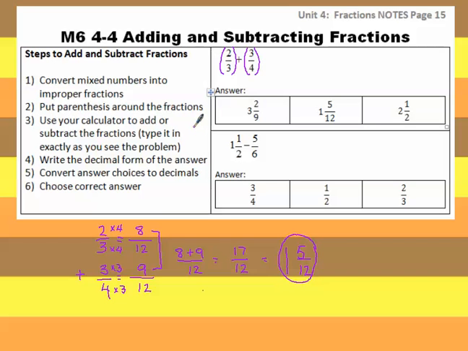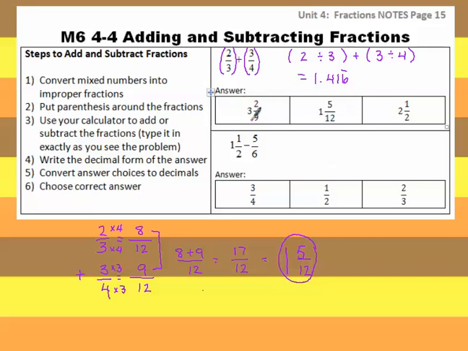Then we're going to use our calculator to add or subtract the fractions. It says type in exactly as you see the problem. So if you look at your calculator, it has an open parenthesis and it has a closed parenthesis. Now when we type this into the calculator, you're going to type open parenthesis 2, the fraction bar means division, divided by 3, close parenthesis, plus open parenthesis 3 divided by 4, close parenthesis. Now you need to be very careful because it's very easy to make a mistake. So I suggest that you type it twice. Type this problem into your calculator 2 times and make sure that you get the same answer twice. When you plug this into your calculator, you get 1.416 repeating.